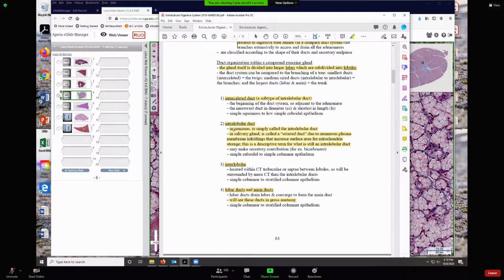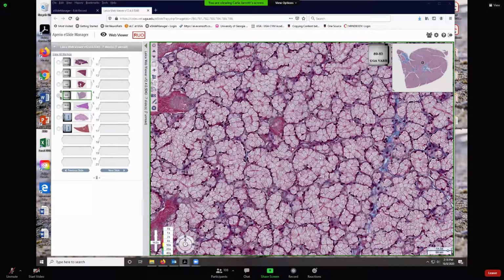So what we're seeing in histology today is two subtypes of intralobular ducts and then the interlobular ducts, which vary in size. They'll start very small and then they'll get larger. All right, so let's take a look at those ducts.